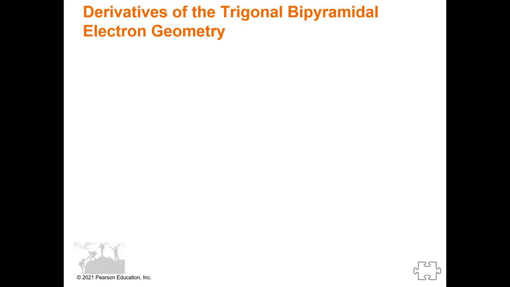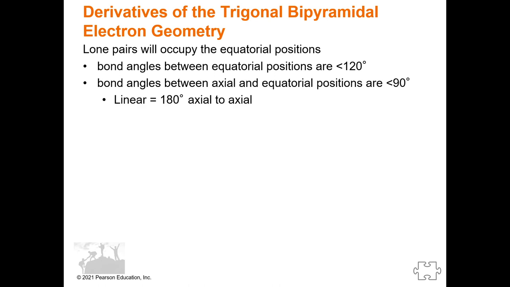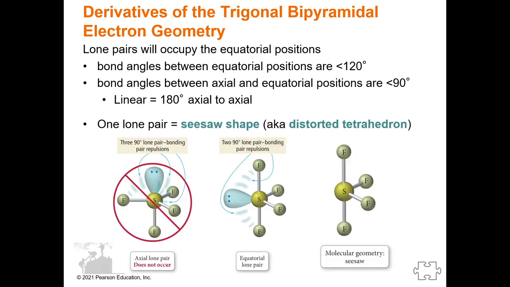Now let's take a look at five electron groups. So the trigonal bipyramidal electron geometry. What's going to happen here when we add lone pairs? So this is where the different positions are important. Lone pairs are going to have to occupy the equatorial positions. Why? Because there's more space in the equatorial positions compared to the axial. So if we need to have one lone pair, we have a seesaw shape.